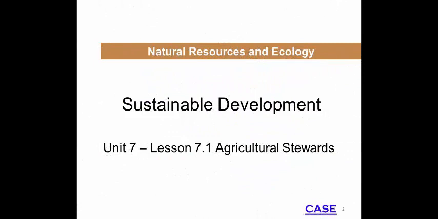Sustainable Development, Lesson 7.1, Agricultural Stewardship. You have completed Unit 6, Flora and Fauna. Throughout the course, we have looked at all the types of resources found in an ecosystem. This presentation provides information about using those resources to provide food, fiber, and fuel for human use.